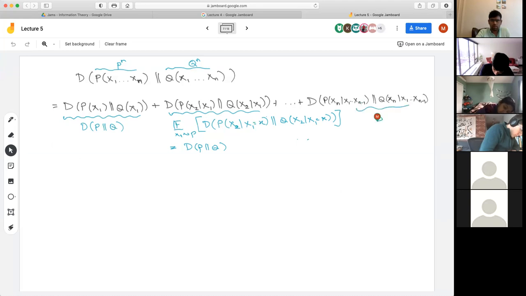All of these terms are just the same. So all I get is something very simple, which is n times the KL divergence of P and Q. So the KL divergence of P to the n and Q to the n is very, very simple to calculate. Well, we're not done yet. We need to actually understand this number D(P, Q), which is actually not too bad. So let's forget the n and let's write out this number. So P was half and half.